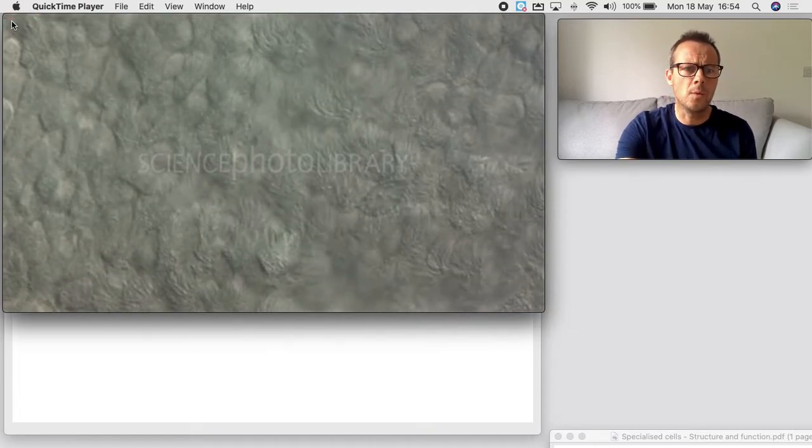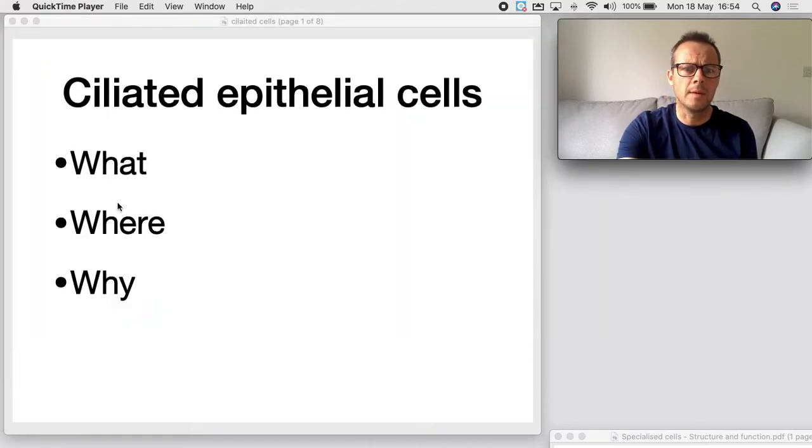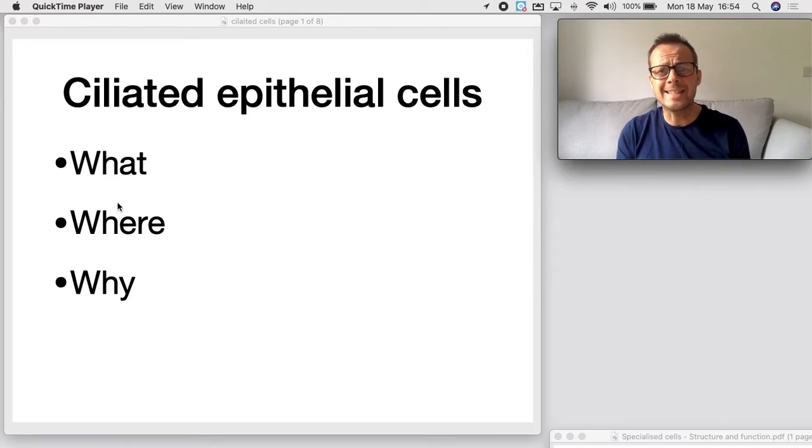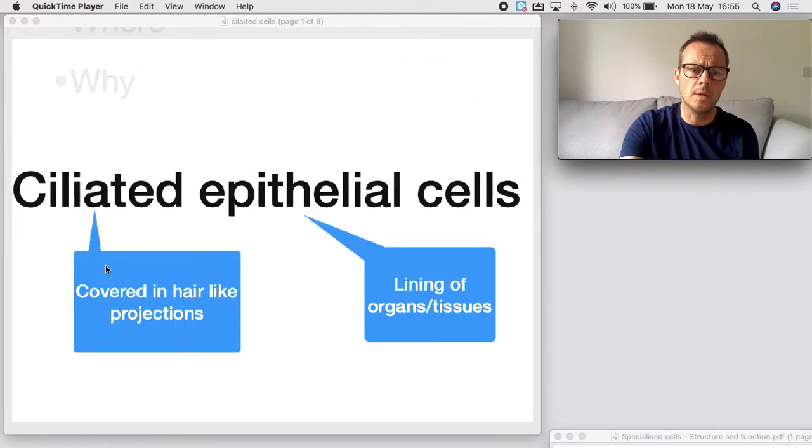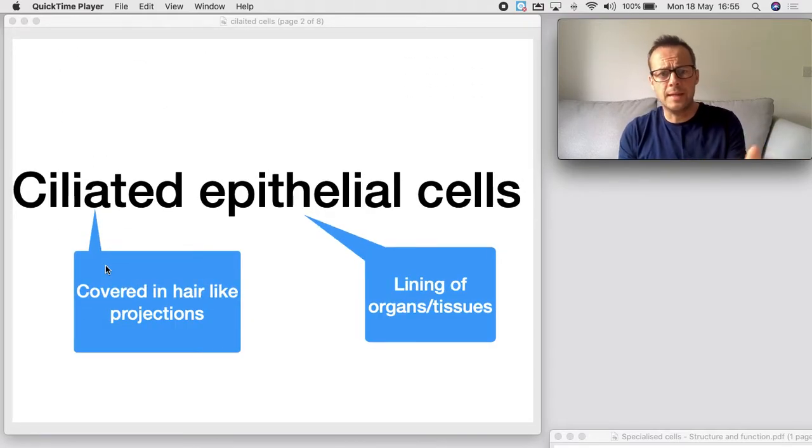Now, what's happening there is you can see something called cilia. Now, cilia are little finger-like projections that wave around and they move. We need to know what they are, where they are, and why they are found in those places. So, just breaking down what ciliated epithelial cells actually means. It's quite a complicated term.